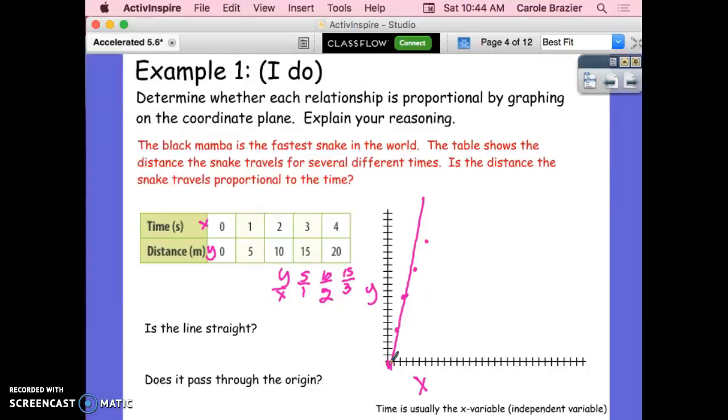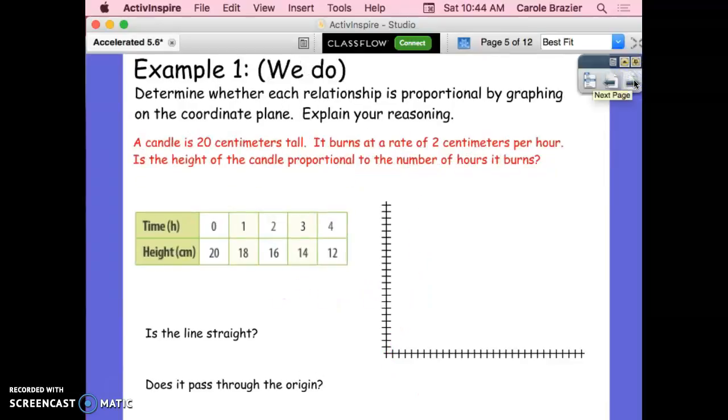Okay, so you need to make sure that, again, you will know how to graph, as well as explaining your reasoning. So it is proportional because it is a straight line and it goes through the origin. Okay, this one, you can see right away, looking at this 0, 20, it's not going to be proportional. If it doesn't end up going through 0, 0, it's not going to be proportional. So that's one way to see it, but you still need to graph.